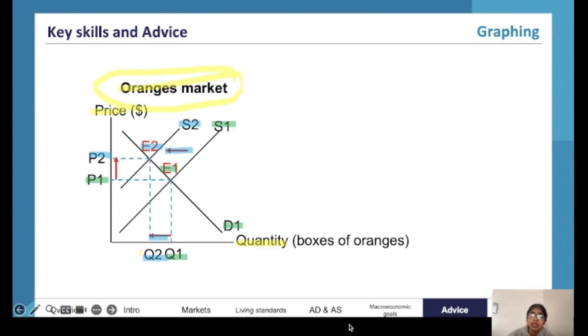Another thing, sometimes quantity is labelled and then in tiny print it says in thousands. So just make sure you're not saying 10 oranges. Make sure you say 10,000 oranges. You will definitely get marked down if you don't say it correctly.